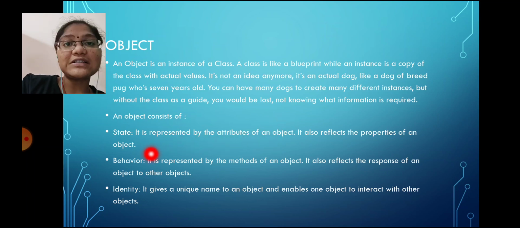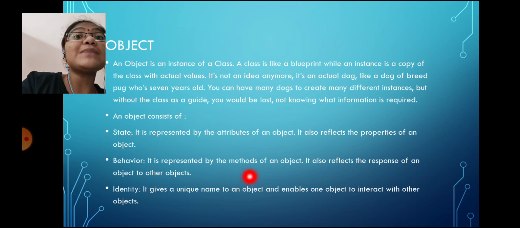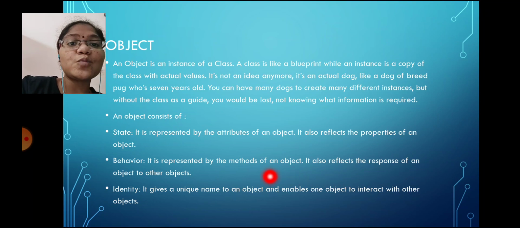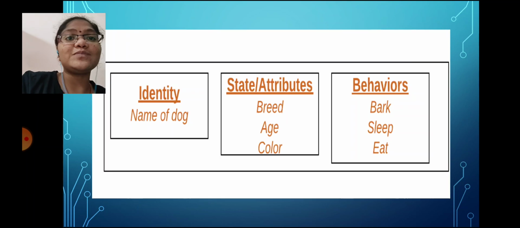Mainly the object consists of state, behavior and identity. The state is represented by the attributes of an object. It also reflects the properties of an object. Behavior. This represents the methods which we perform on the object. It also reflects the response of an object to other objects. Identity. This gives a unique name to an object and enables one object to interact with other objects.